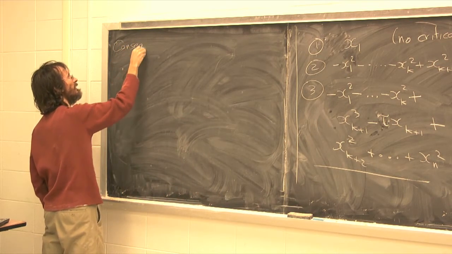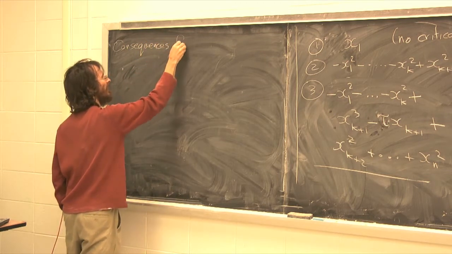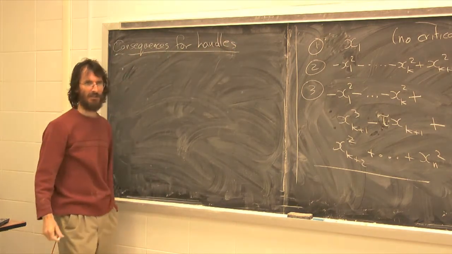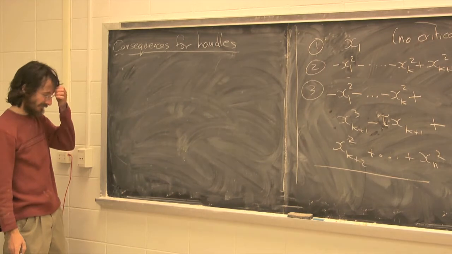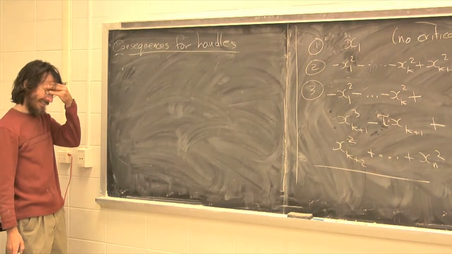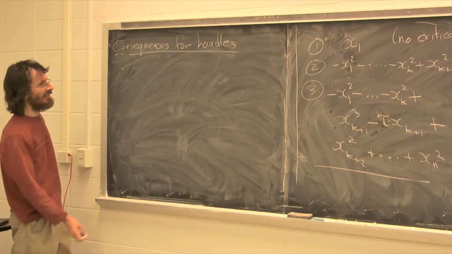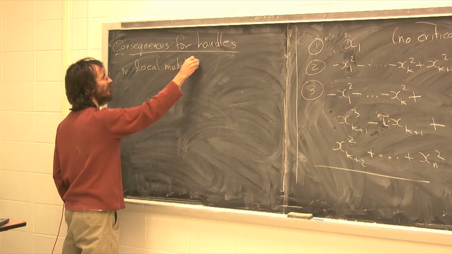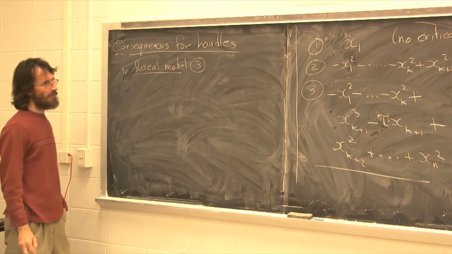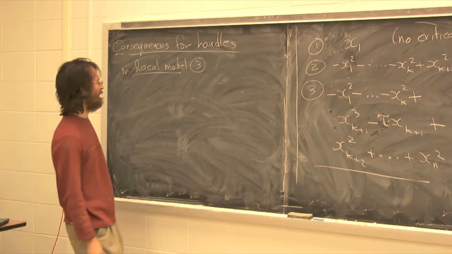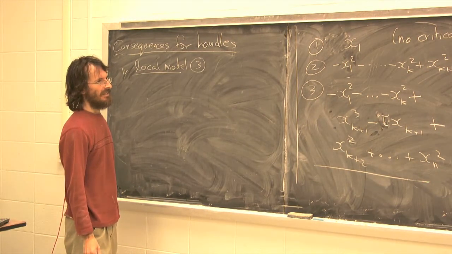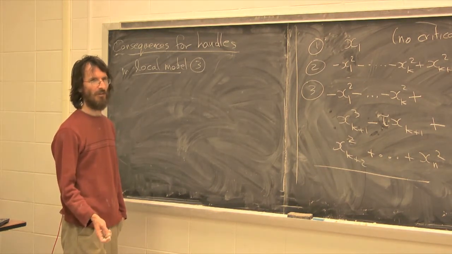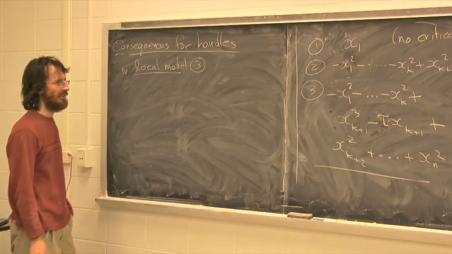I want to look at the consequences for handle decomposition / handle diagrams. Okay. The key observation is that in local model number 3, I want to think about the ascending and descending manifolds for the new pair of critical points, or if we're going the other way, the old pair of critical points.